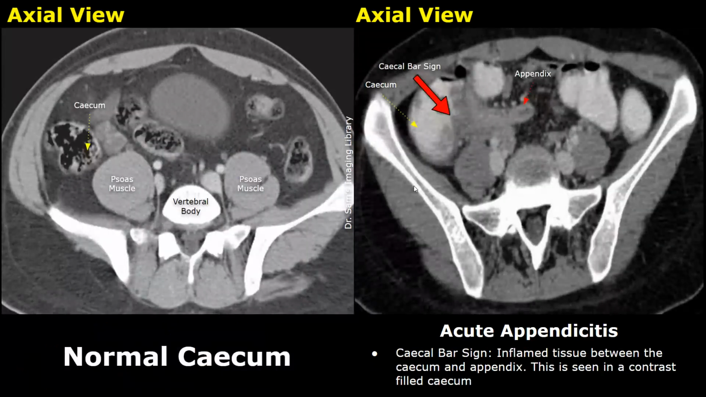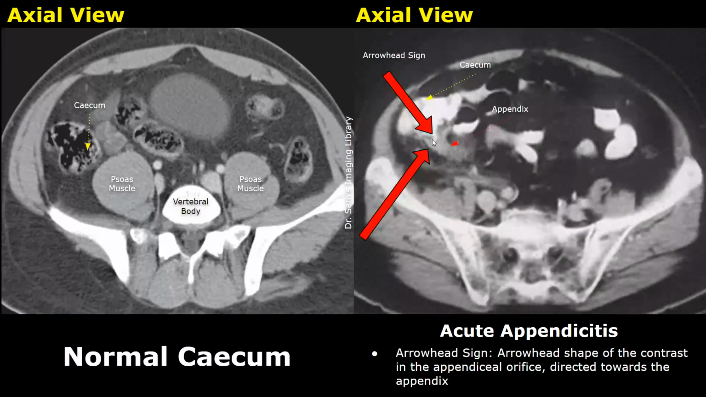In some cases of appendicitis, a Caecal Bar Sign can be seen. It is this inflamed tissue seen between the cecum that is filled with contrast and the inflamed appendix. It is only seen when contrast medium is present in the cecum. Another sign that can be seen in a contrast-filled cecum is the Arrowhead Sign. This arrowhead shape of the contrast in the appendiceal orifice can be seen in some cases of appendicitis.